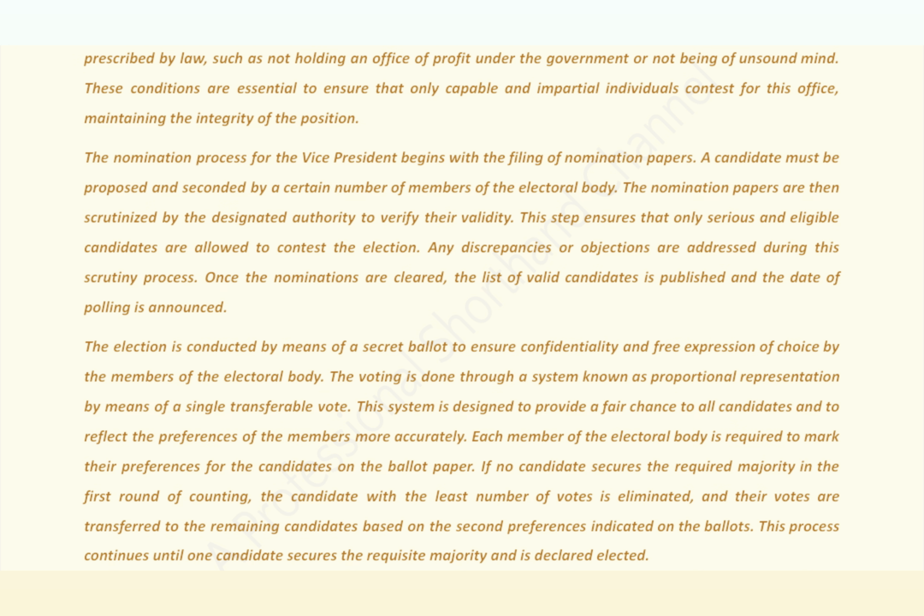This system is designed to provide a fair chance to all candidates and to reflect the preferences of the members more accurately. Each member of the electoral body is required to mark their preferences for the candidates on the ballot paper. If no candidate secures the required majority in the first round of counting, the candidate with the least number of votes is eliminated, and their votes are transferred to the remaining candidates based on the second preferences indicated on the ballots. This process continues until one candidate secures the requisite majority and is declared elected.